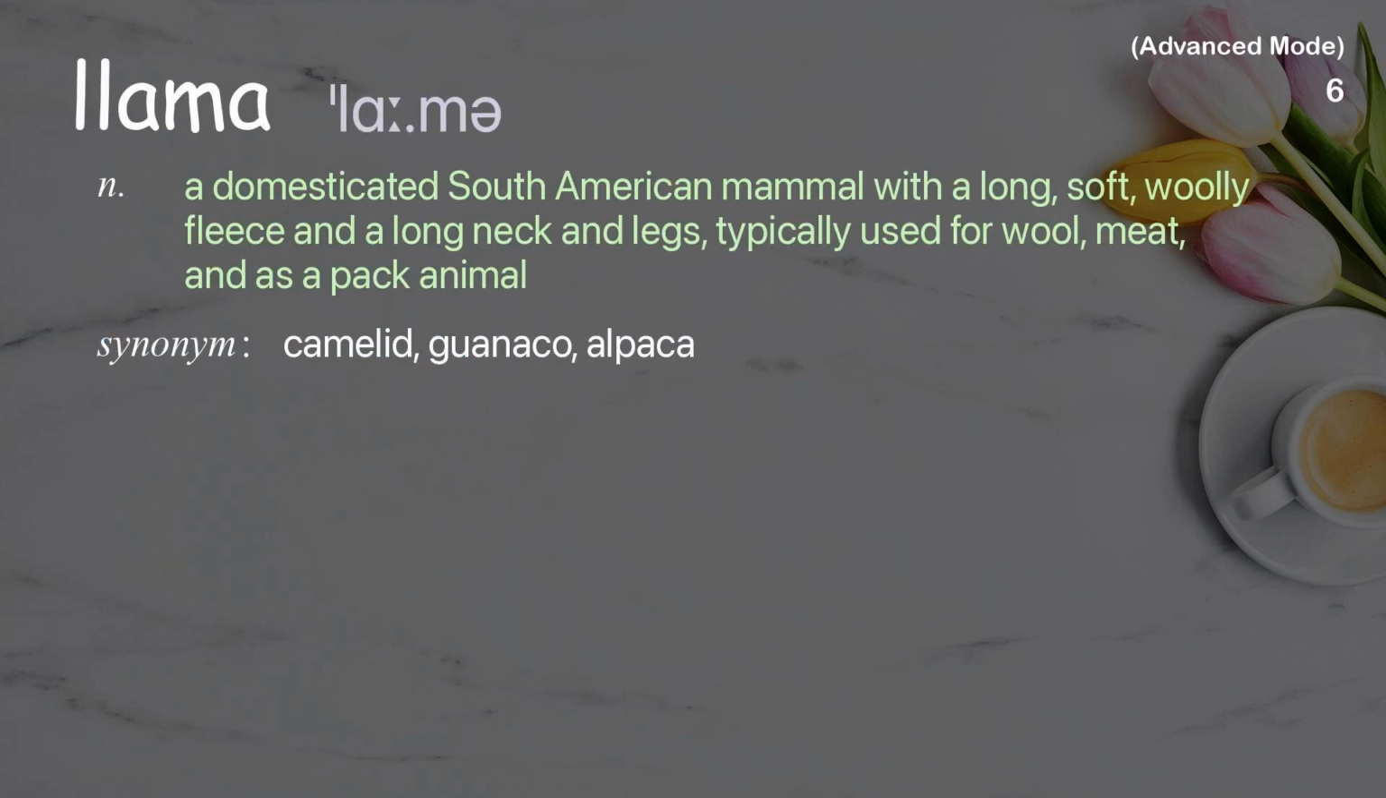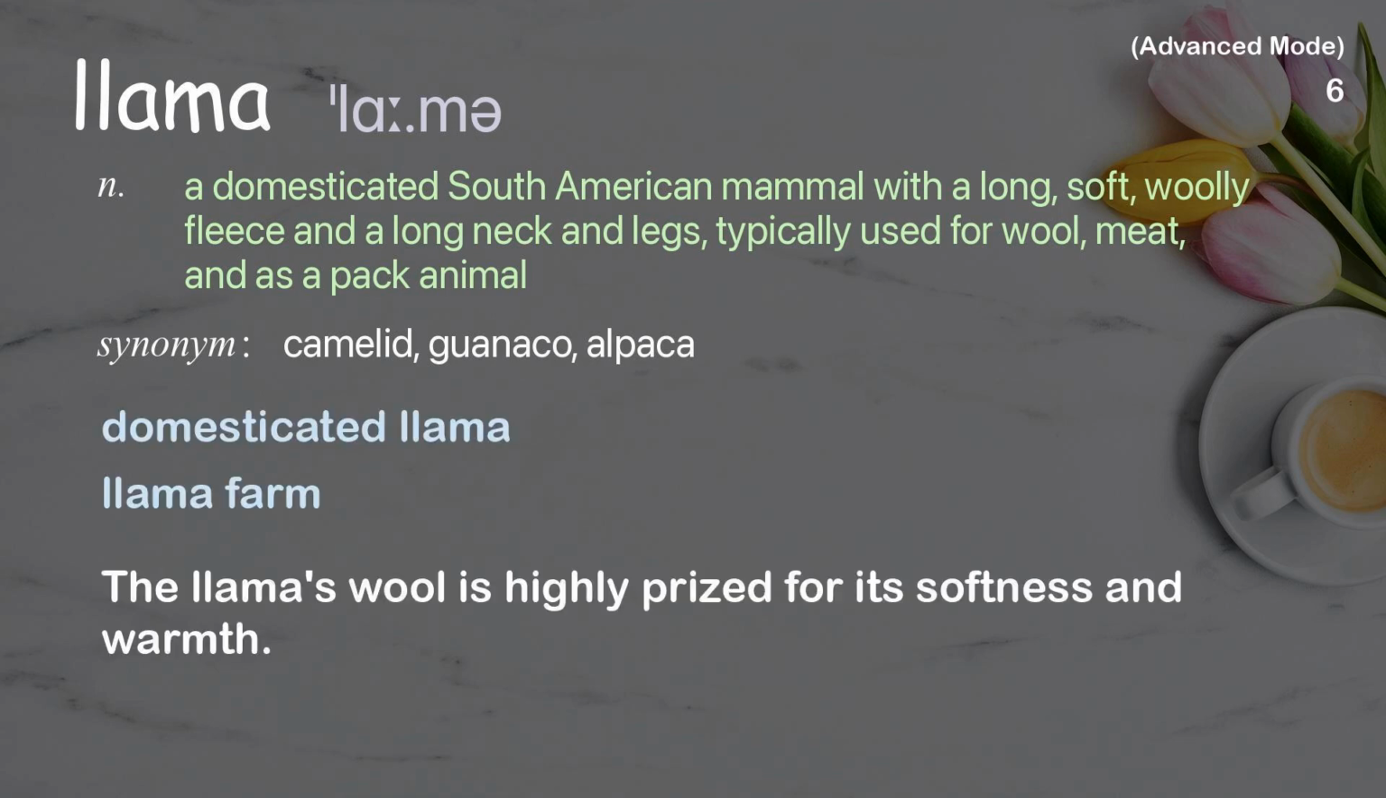Llama. A domesticated South American mammal with a long, soft, woolly fleece and a long neck and legs, typically used for wool, meat, and as a pack animal. Examples: Domesticated llama. Llama farm. The llama's wool is highly prized for its softness and warmth.